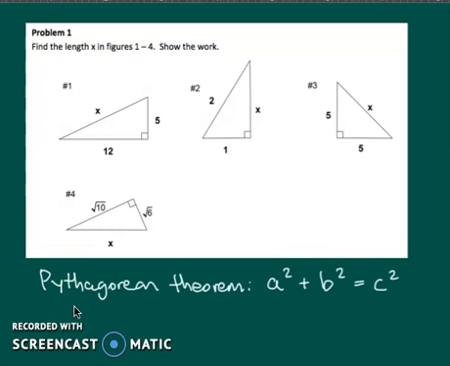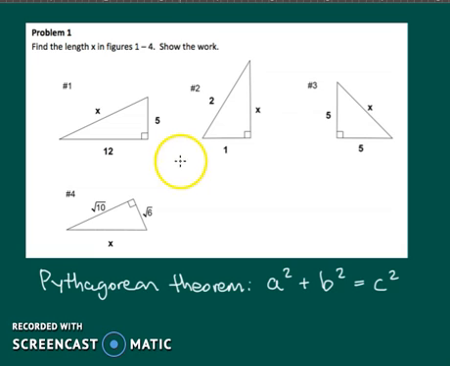Okay, everyone. So when you're working with the Pythagorean theorem and still getting used to it, it's a good idea to have it written somewhere on your page where you can see it easily so that you can just plug in the numbers as you go along. So we're going to do a few examples here, starting with problem 1. I'm going to do the second triangle.